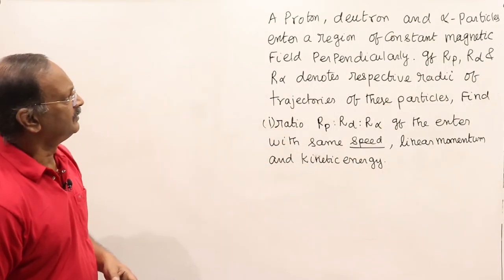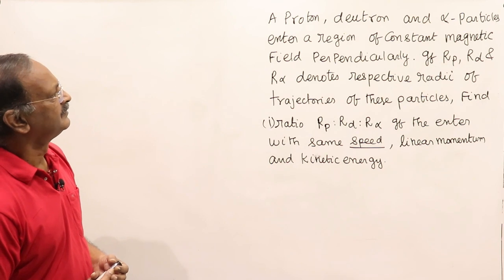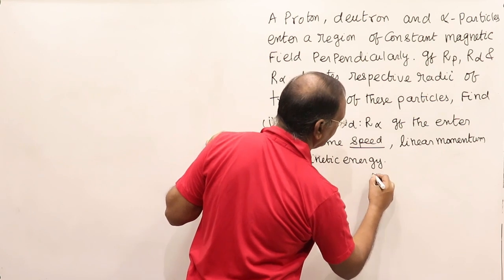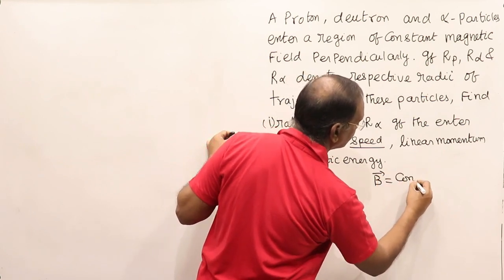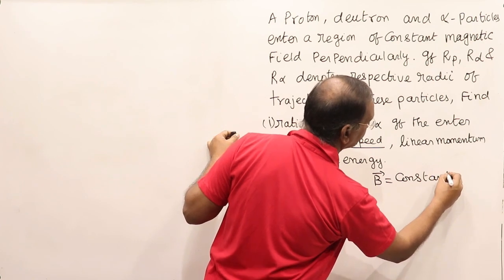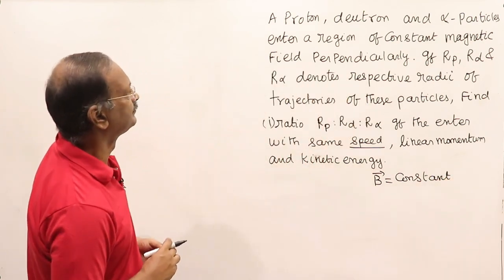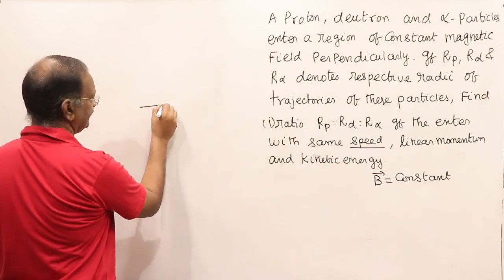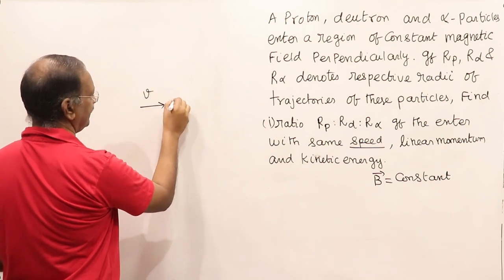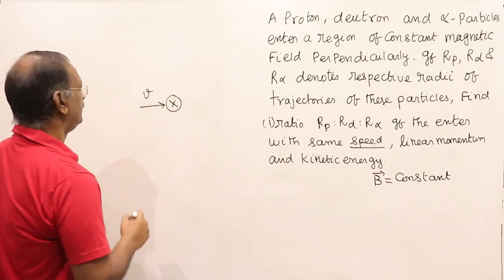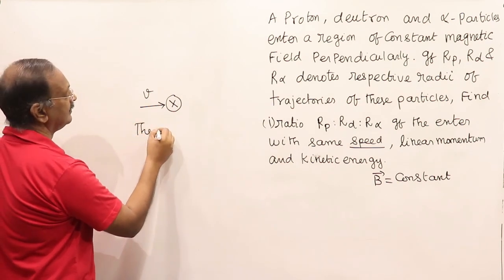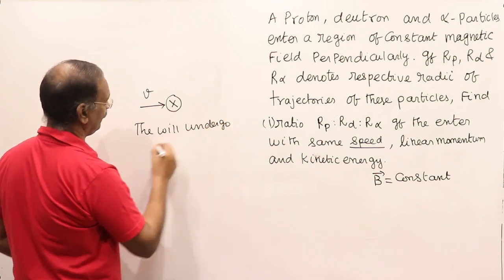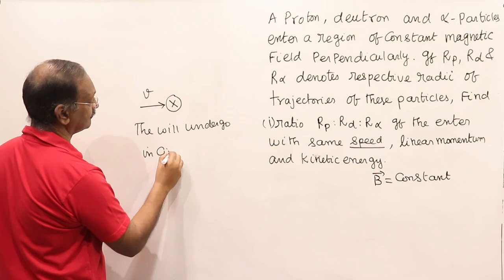A proton, deuteron, and alpha particle enter a region of constant magnetic field. The magnetic field is constant for all the particles, and it enters perpendicularly. It means the particle's velocity is perpendicular to the magnetic field, so the particle will undergo a circular path.